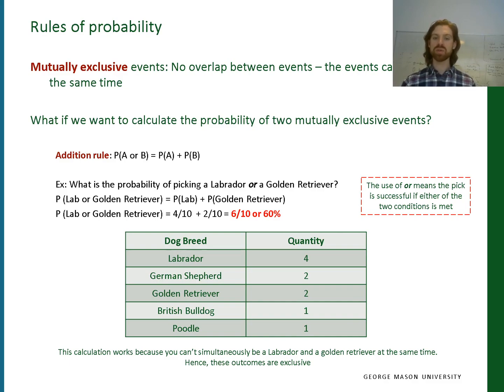Now, these are mutually exclusive events. You can't simultaneously be both a Labrador and a Golden Retriever at the same time. These are completely different breeds. So what's the probability of actually getting that? Well, first we need to estimate what the probability of picking a Lab is. And obviously there's 4 here, so that's 4 out of 10. It's a 40% chance. And then we need to calculate, well, what's the probability of getting the Golden Retriever? So there's 2 of them here, so that's a 20% chance. So when we add these together, we get a 60% chance that we're either going to pick a Labrador or a Golden Retriever.